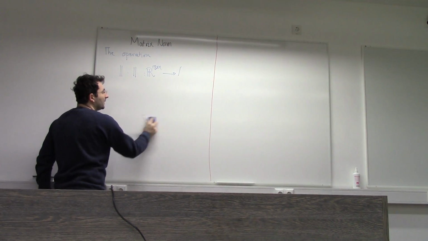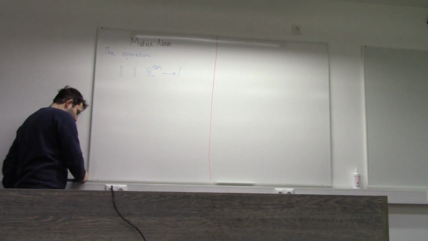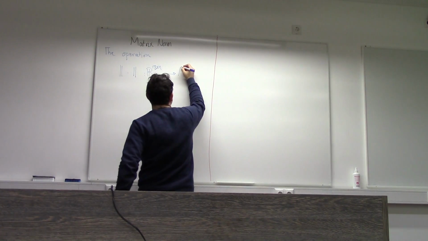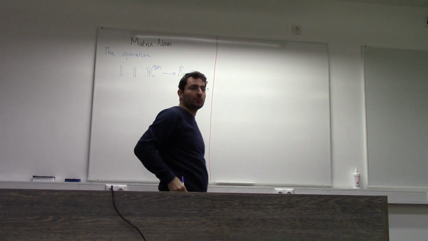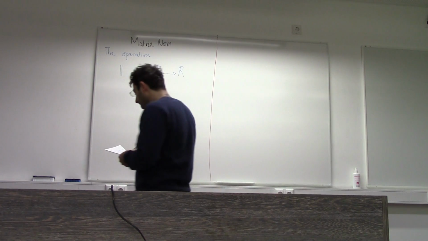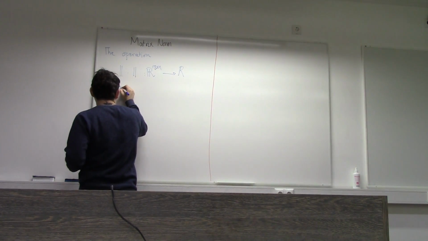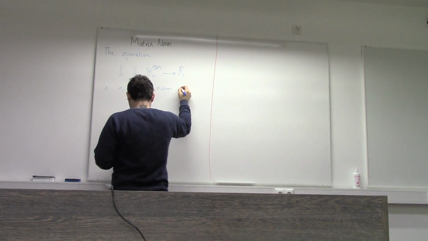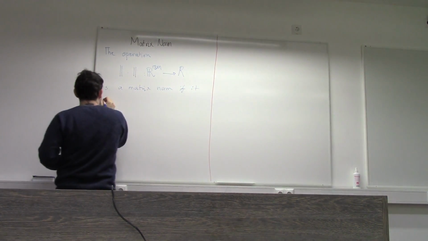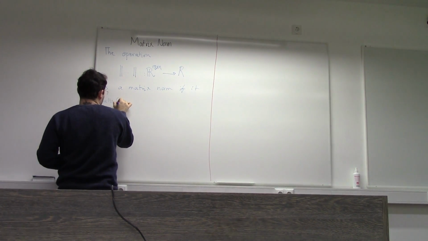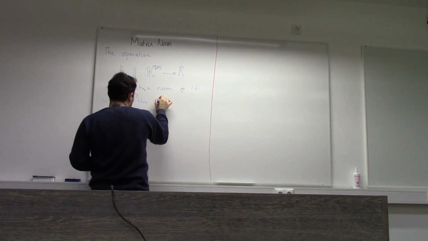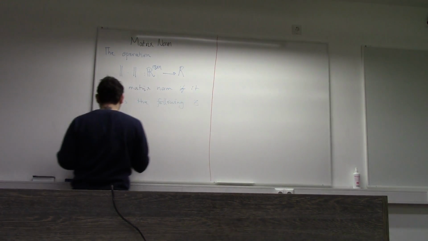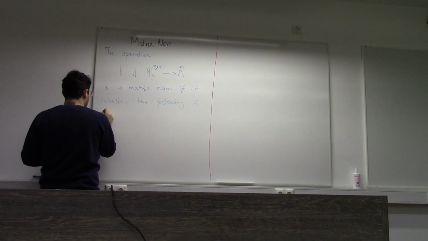So here, the domain is an n by n matrix. What is the output? R, because the norm of a matrix, you remember, for the Euclidean norms is a number. A function is a matrix norm if it satisfies the following three properties.